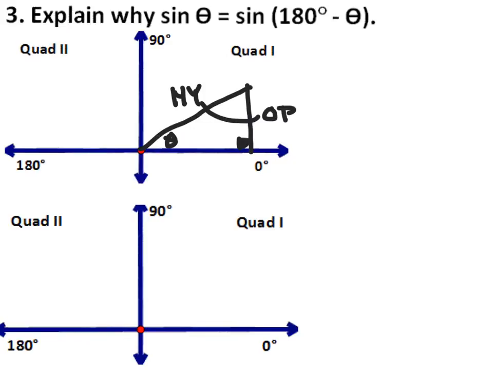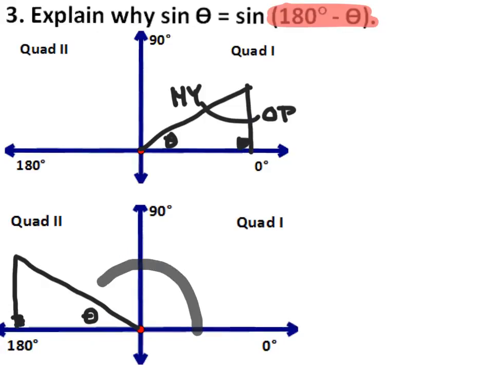Now if I go down to this other area here, I'm going to make theta again. Let me make angle theta again over here. Now why did I make it there? Well, if I'm trying to show you what 180 minus theta looks like, I take the straight angle of 180 and I subtract that theta. And that angle is 180 minus theta, isn't it?